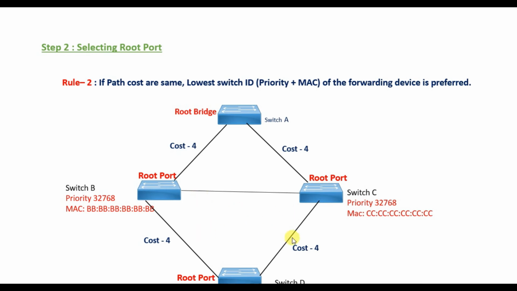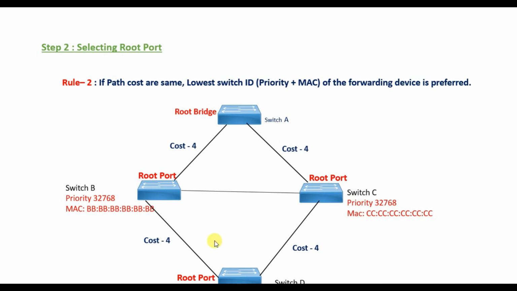And as I have used Gigabit Ethernet links on both sides, the cost is 4. In our previous rule, we have seen that the port which has the least cost is considered as the root port. But in this scenario, both of them have the cost of 4, so I cannot apply that rule here. I need to go for some other rule.